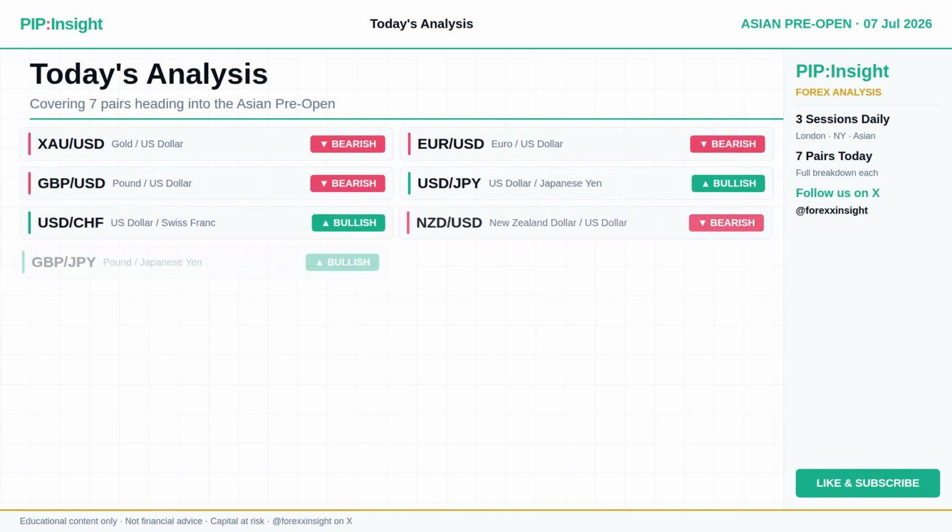Here is today's Asian pre-open chart analysis. Pairs showing bullish structure: dollar yen, dollar Swiss, pound yen. Pairs showing bearish structure: gold dollar, euro dollar, pound dollar, kiwi dollar. Full chart breakdown for each pair coming up now.